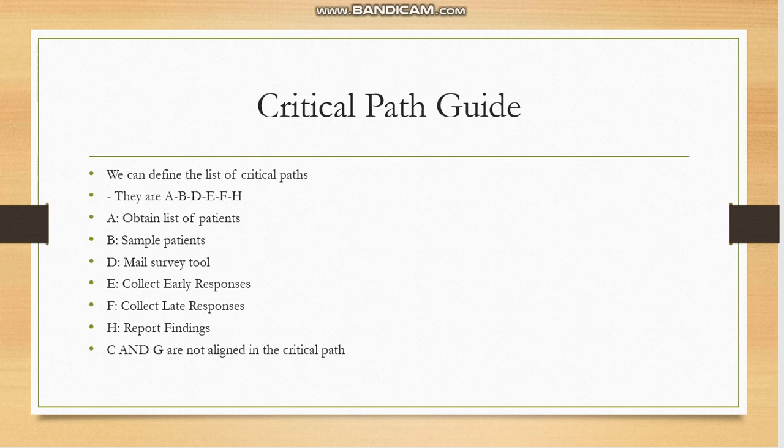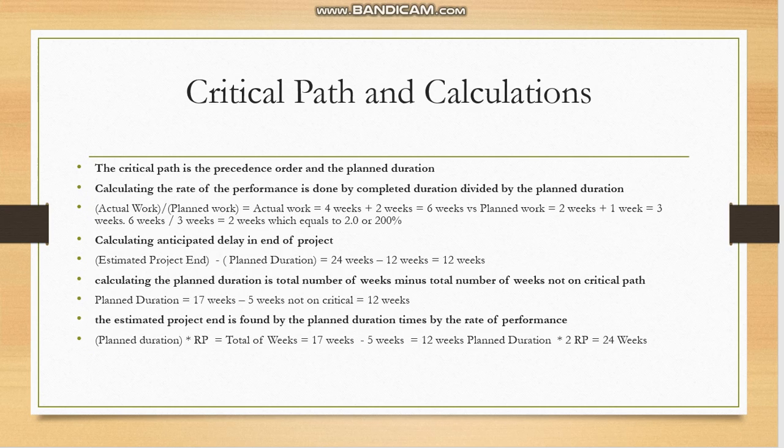To explain the critical path, which is the shortest duration to get there, we can define the list of critical path. They are A, B, D, E, F, and H, excluding C and G because they take too long. And here I'm going to show you what the critical path is and how to calculate it. The critical path is the precedence order and the planned duration.